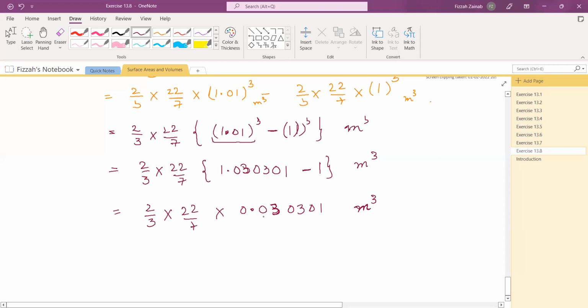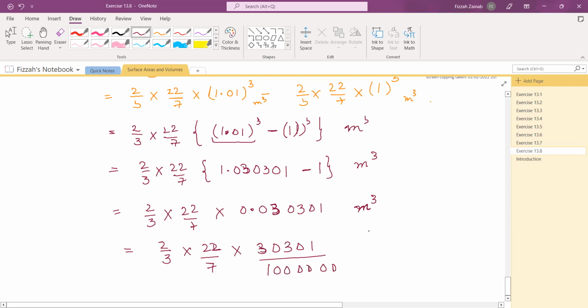Shall we round it off or what? Okay, let's not round it off. First remove the decimal. At the last step, we will do the round off. 22 by 7 into, so this will become 30301 divided by 1 2 3 4 5 6, right?